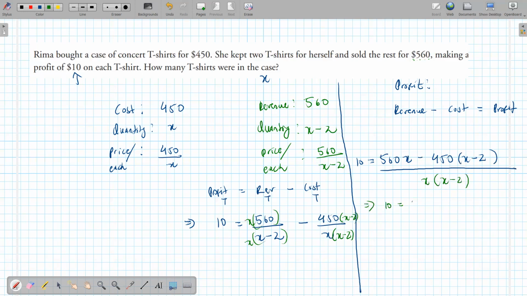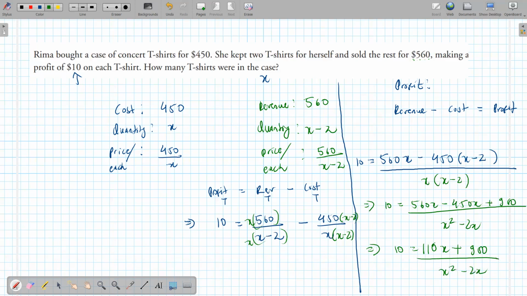So you have 10 equals 560x. I'm going to open that bracket. I get this. Does that help us? So this will be 90x plus 900. So 10 is equal to, not 90, sorry, it'll be 110x plus 900 all over x squared minus 2x. How do we solve this for x?